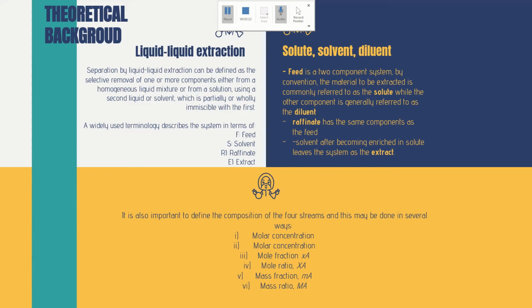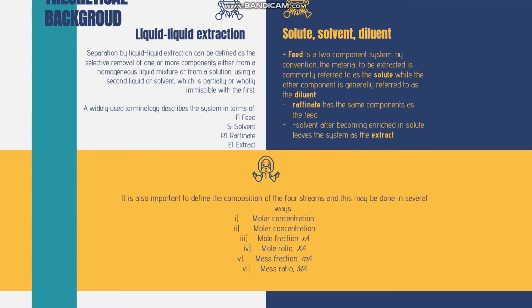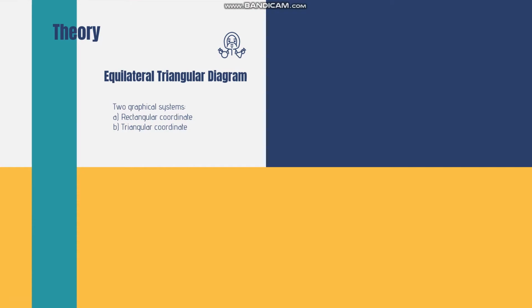It is also important to define the composition of the process stream, and this may be done in several ways. The most familiar ways are molar concentration, mole fraction, mole ratio, mass fraction, and mass ratio. Note that the fractions and ratios are dimensionless. Fractions and ratios may also be expressed as percentages. Alright, now we are going to explain the theory of the equilateral triangular diagram.